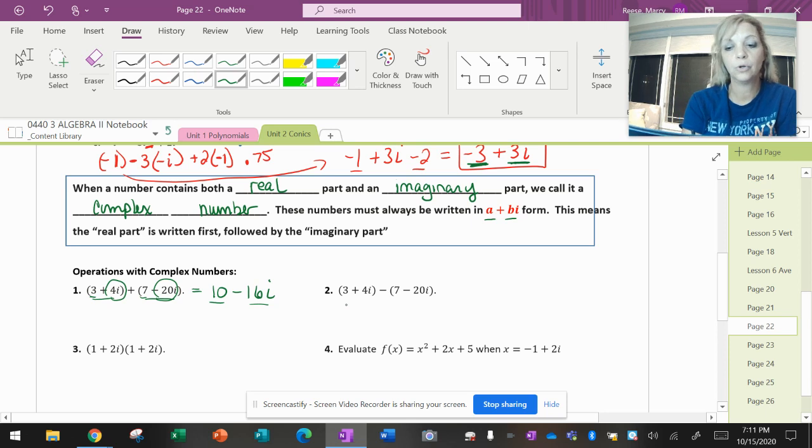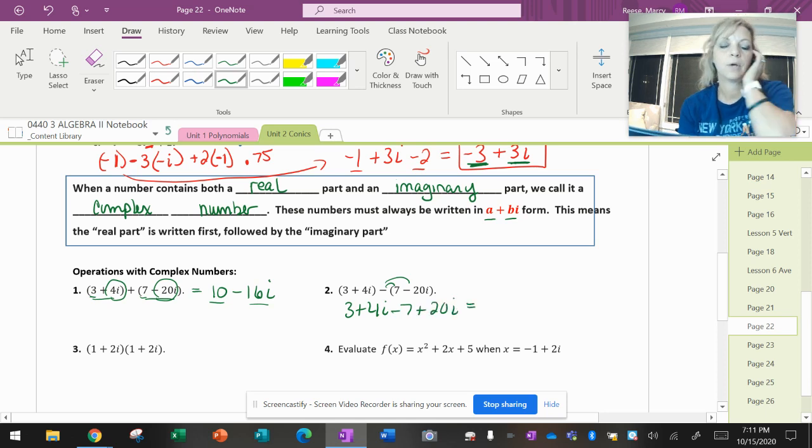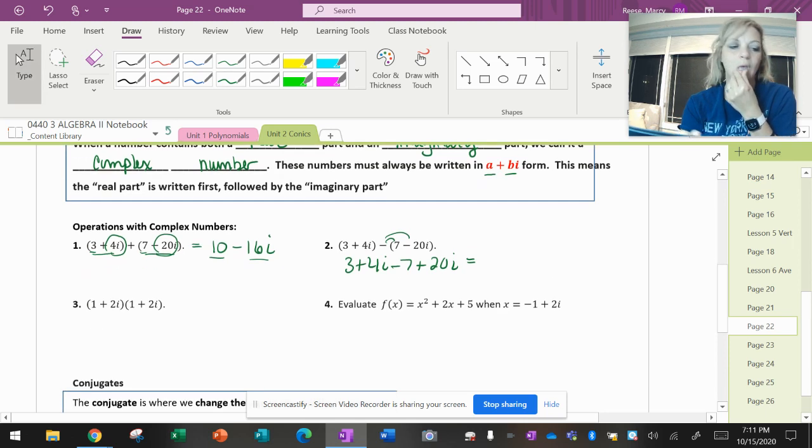For 2, you're going to distribute that negative just like we did in Unit 1. Okay, and combine like terms. Go. Combine that for me. And you should have gotten -4 plus 24i.